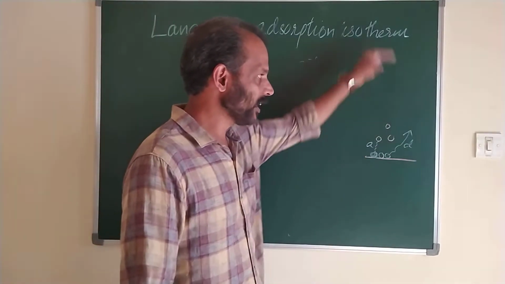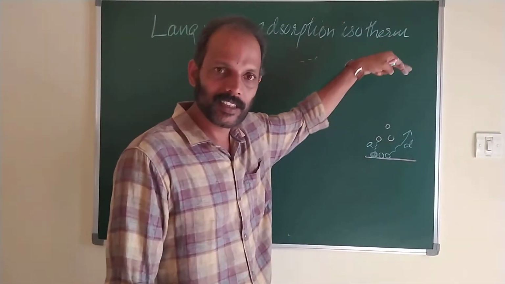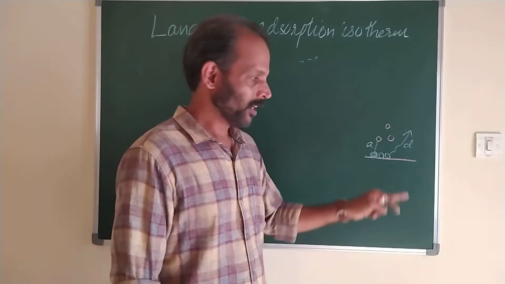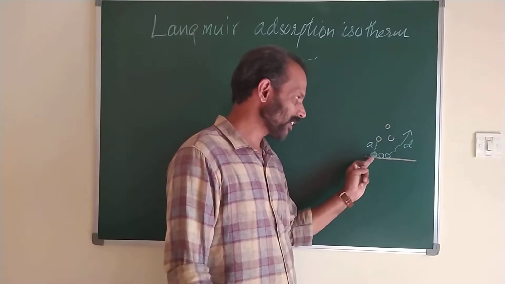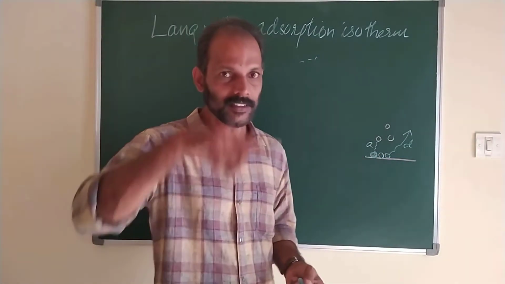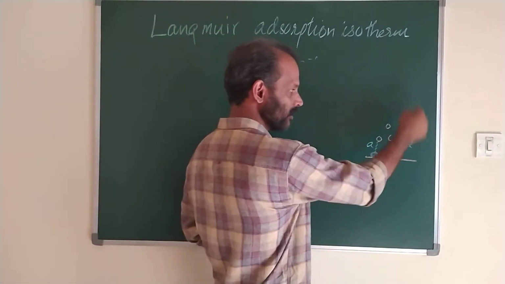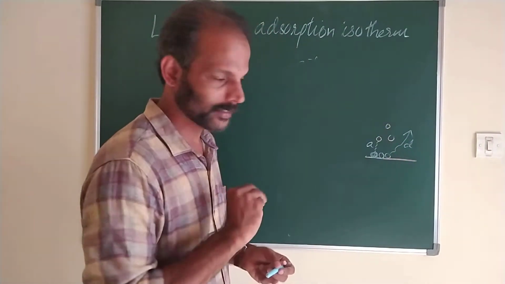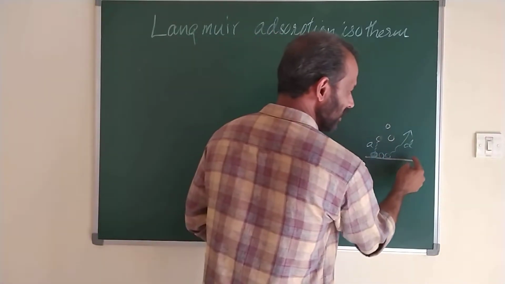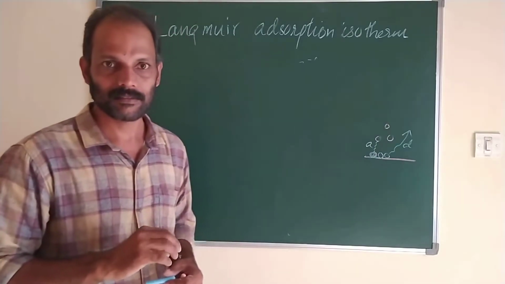So rate of desorption, that is evaporation, depends upon the number of molecules already occupied. If the number of molecules occupied, that is adsorbed on the surface, is 0, then the rate of desorption is 0. Okay, rate of desorption is 0. Right? Remember that. Then rate of adsorption depends upon the vacant sites available.